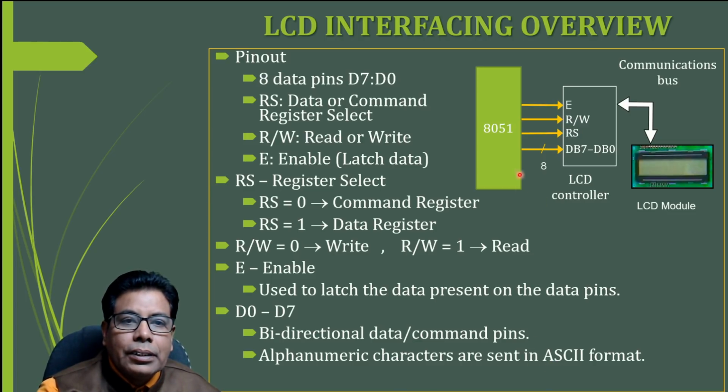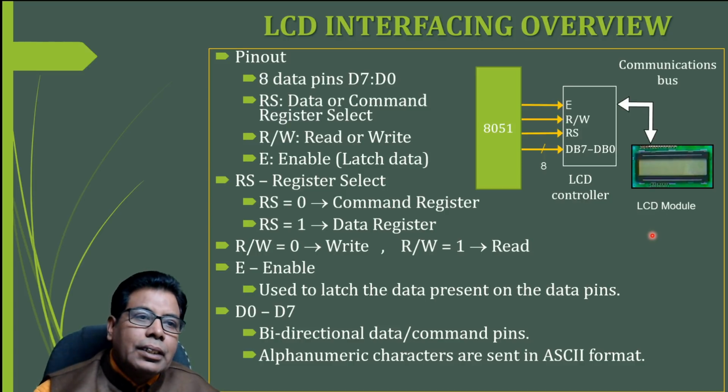If you look at this figure here, these three pins, E, RW and RS, are connected to particular port pins of the 8051, and the 8 lines, DB0 to DB7 or D0 to D7, are connected to one port of the 8051. Here we have just shown the LCD module. It will be seen in this way, and this is the communication bus, and this is the controller which will communicate with the LCD module for the display.